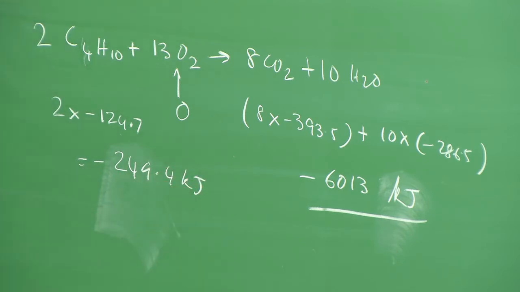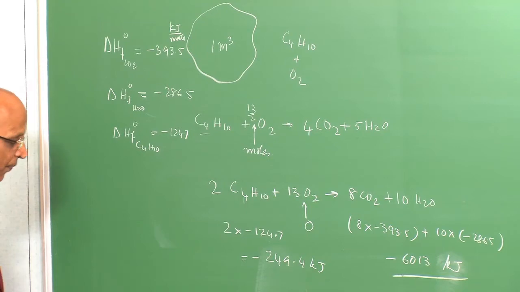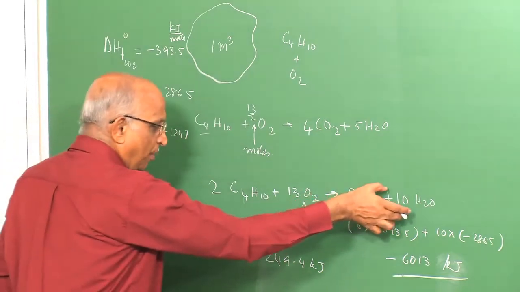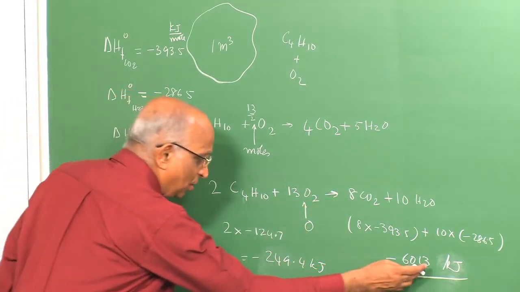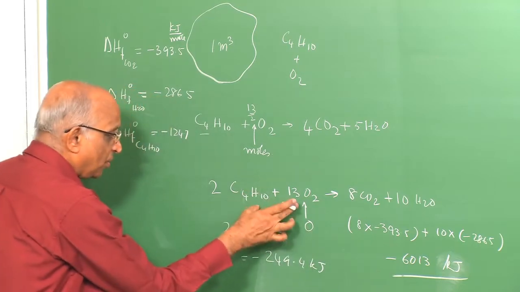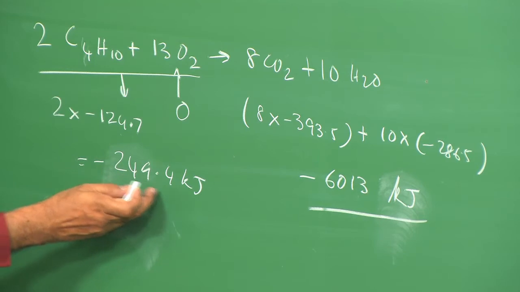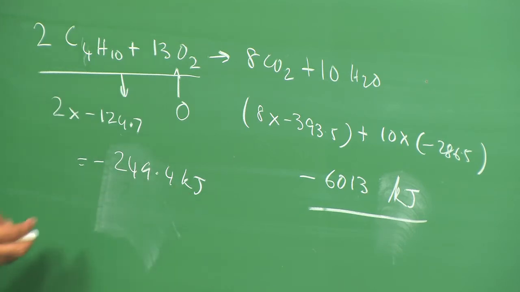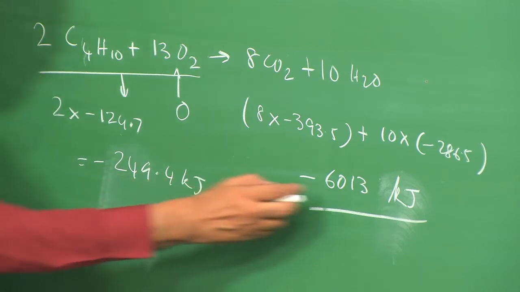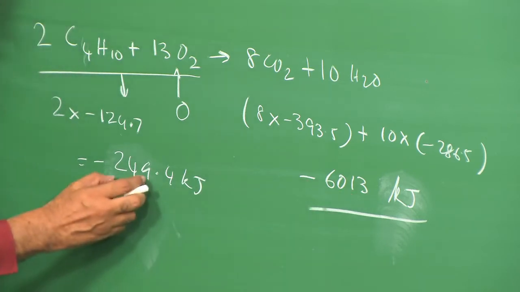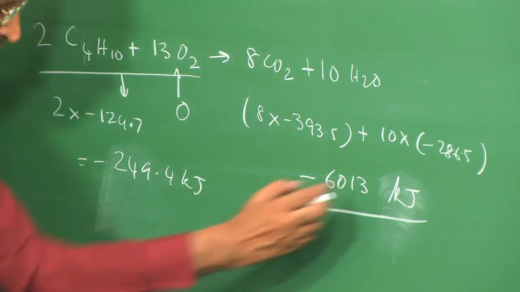Therefore, what is the heat which is generated in this reaction? Well, the heat of formation of the products is minus 6013. The heat of formation of the total reactants over here is equal to minus 249, and therefore we find that there is a decrease in heat of formation, that means minus 249 to minus 6013.